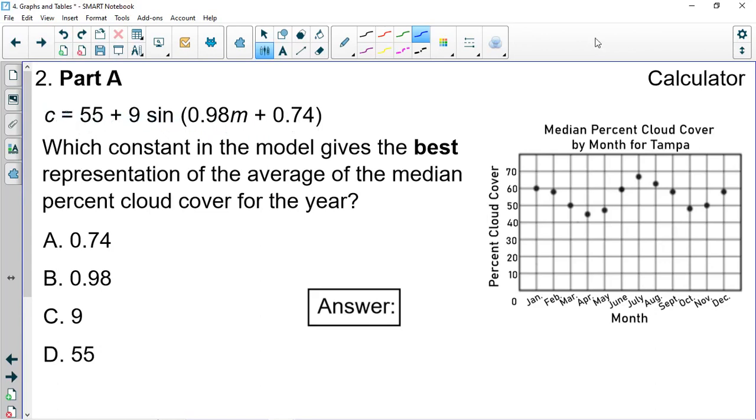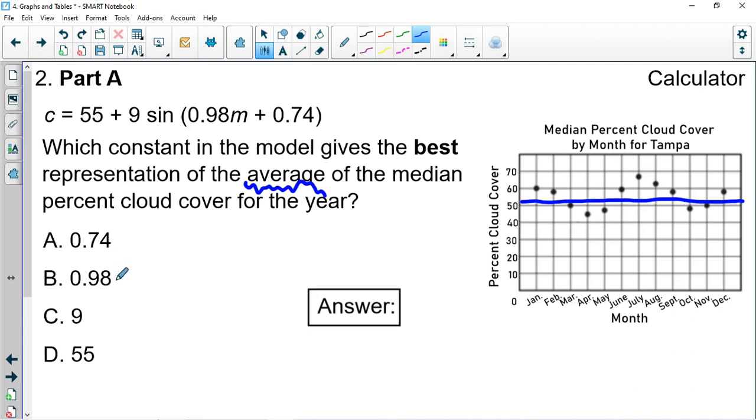But we're not going to fall for that trap because this problem is actually really easy once you understand what they're looking for. They're saying which constant gives the best representation for the average of the median percent cloud cover. So all we have to do is look here and figure out, all right, about what number looks like it's the average of all these points. And it looks like maybe right there, somewhere in the middle. So between 50 and 60, let's take a look at the choices.